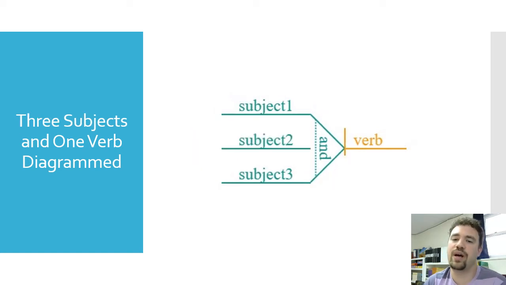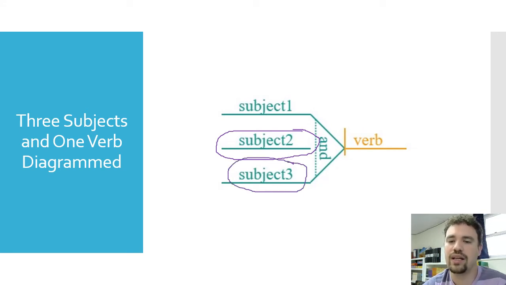We also mentioned the possibility of three subjects, and it looks very, very similar to two subjects. The only difference is that you have an extra line in the middle here on which you put your second subject, and then your third subject goes on the bottom line. It's important that you always list the subjects in the order that they're listed in the sentence, because that keeps the organization of the sentence the same.